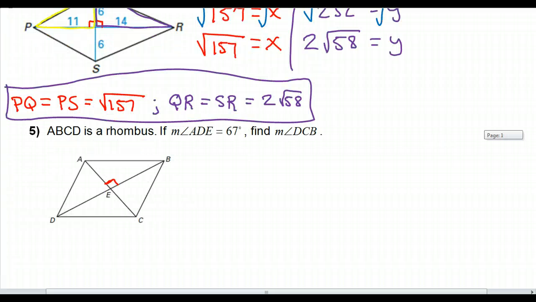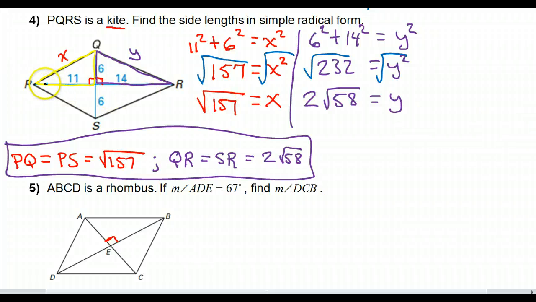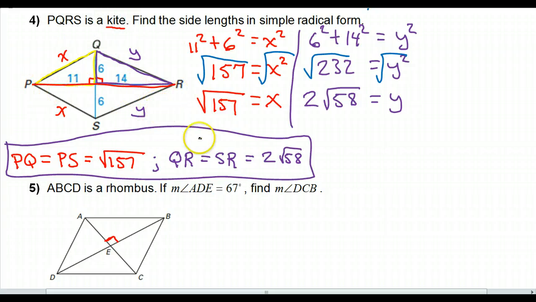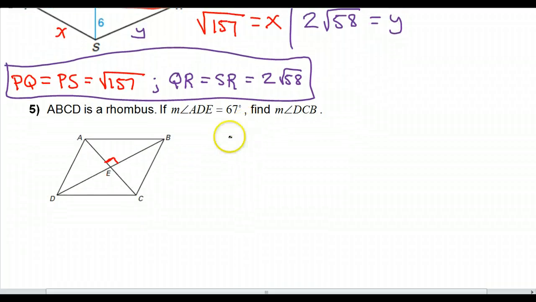A kite only has one line of symmetry. So line PR was the line of symmetry. So if this was X, this was X. If this was Y, then this was Y, because PR was the line of symmetry. But keep in the back of your mind that both diagonals for a rhombus are lines of symmetry, and it's perpendicular. So, anyways, ADE is 67.